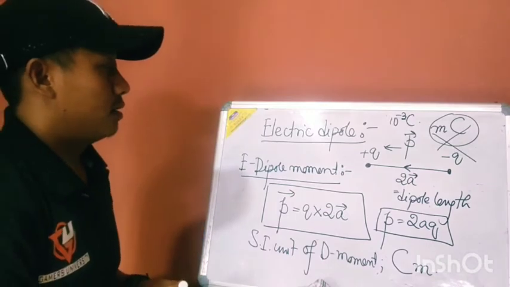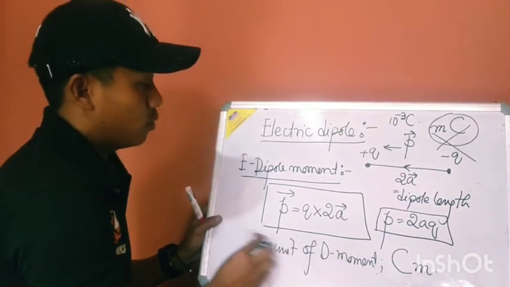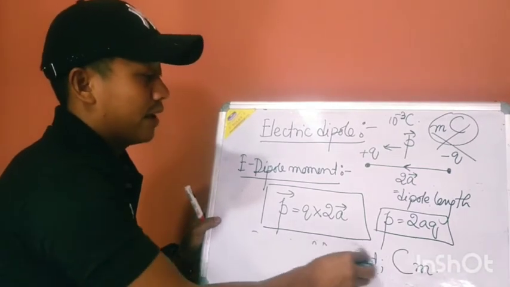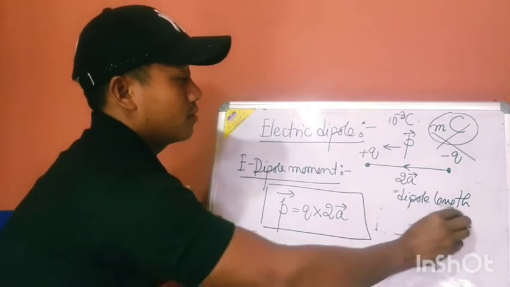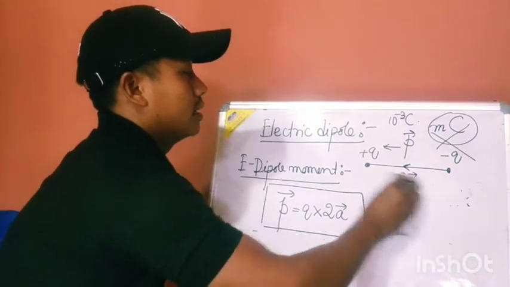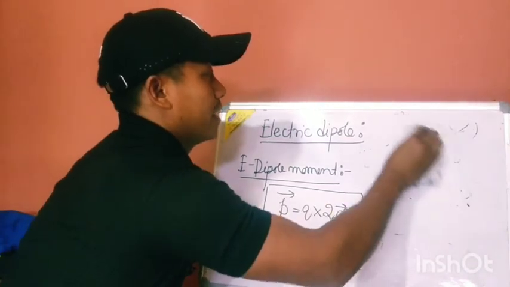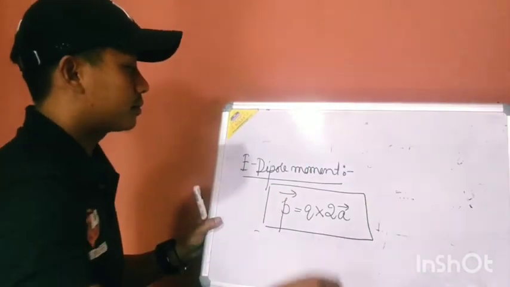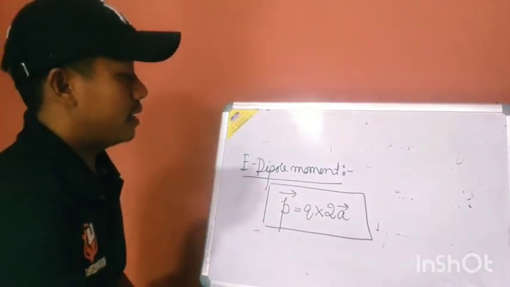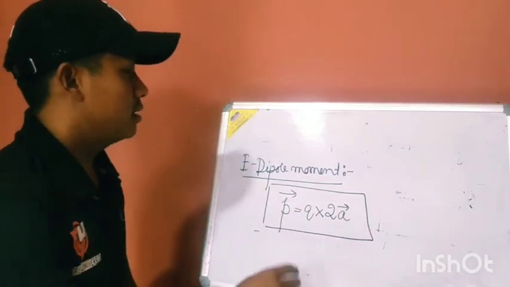So let me ask whether electric dipole moment should be a vector or scalar. Is it a vector quantity or a scalar quantity? You should look over the very definition of electric dipole moment. See the definition: 2a times q, where 2a is a vector. It has a vector quantity, it has magnitude as well as direction.